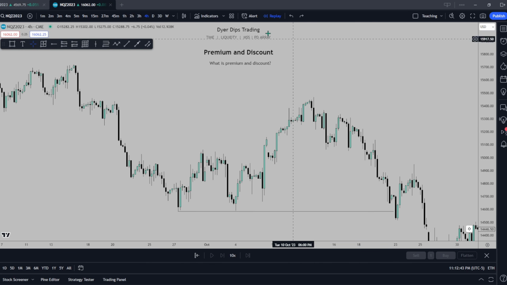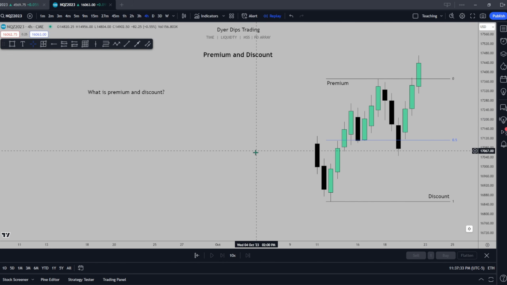But without further ado, we're going to go over what premium and discount actually is, as well as how and where we can use premium and discount in our analysis and trading so you can get stopped out less and get higher risk to reward trades. Okay, so what is premium and discount?